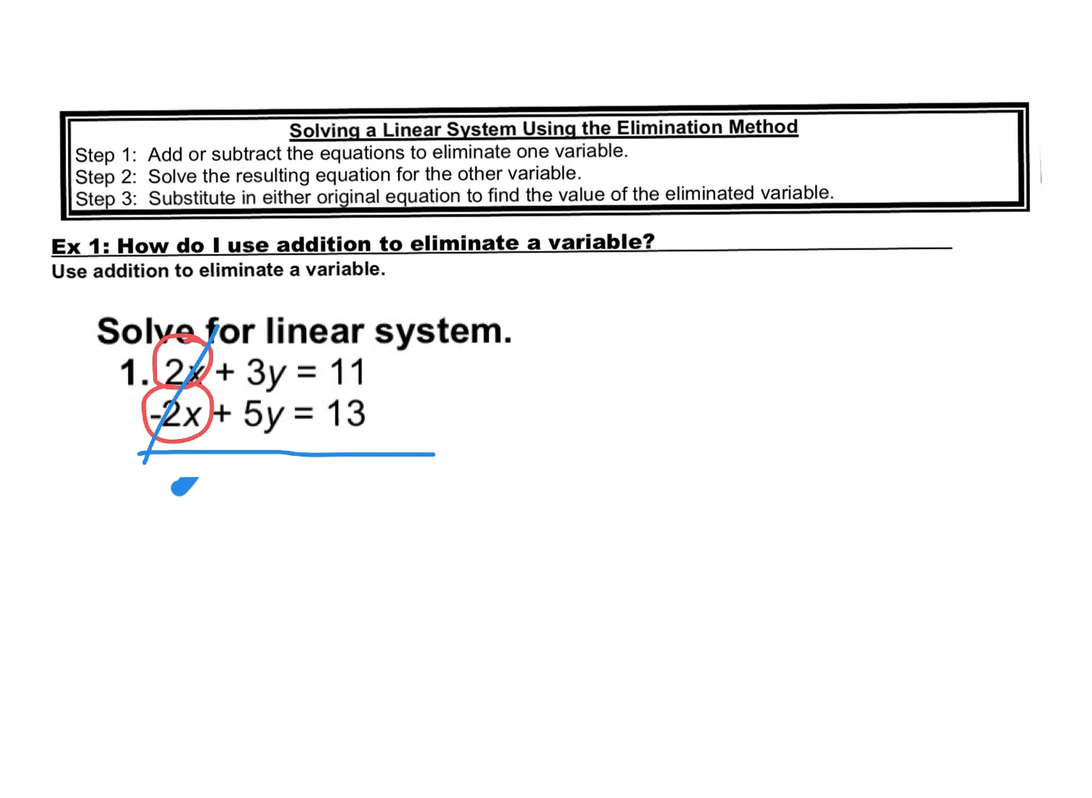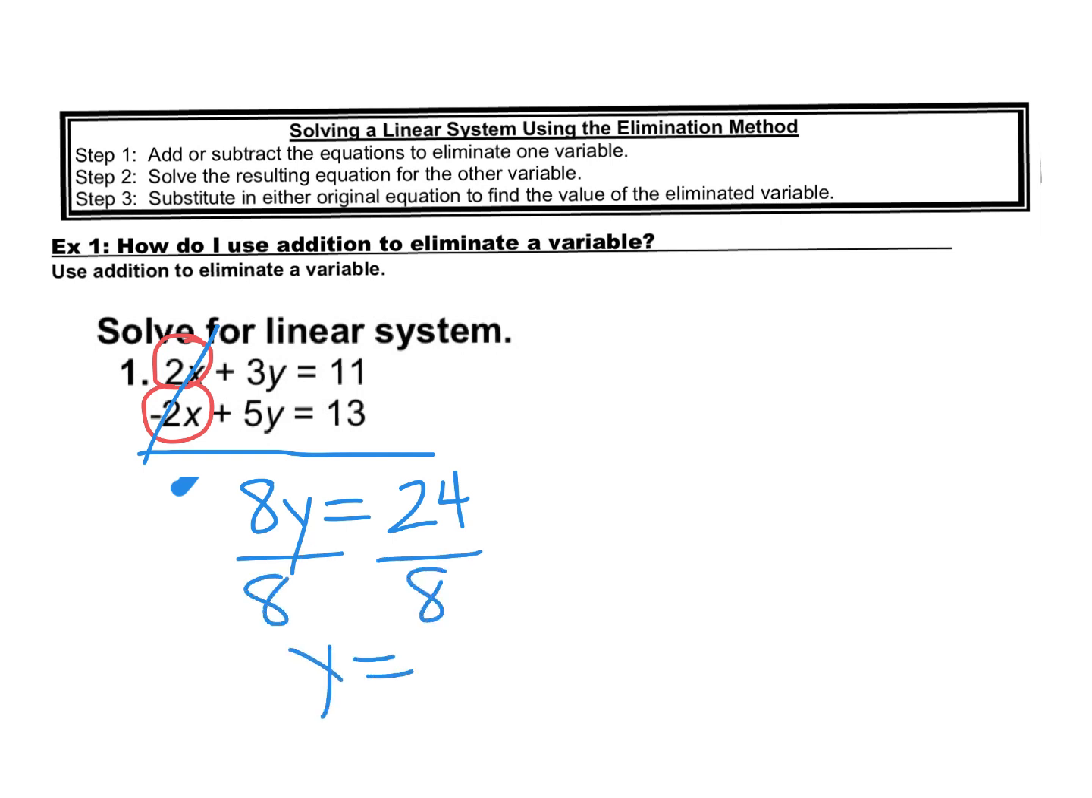I'll take my 3y plus my 5y and I'll have 8y. And then I'm going to add my 11 plus 13, and I'm going to have 24. So once we've eliminated that variable, now we're going to solve for the variable that we have there. So I'm going to divide everything by 8, and I'm going to have y is equal to 3.